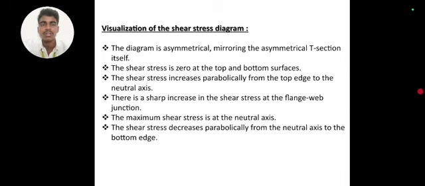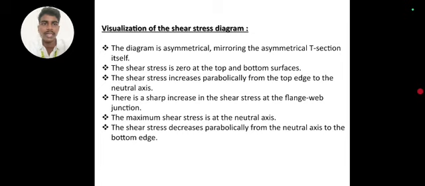Visualization of shear stress distribution, the main visualization diagram. The diagram is a mirroring of the asymmetrical T section itself. The shear stress is 0 at the top and bottom surface. Next, the shear stress increases parabolically from the top edge to the neutral axis. Fourth, there is a sharp increase in the shear stress at the flange-web junction.